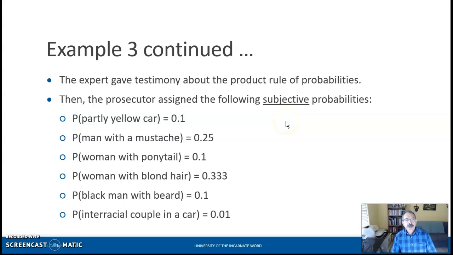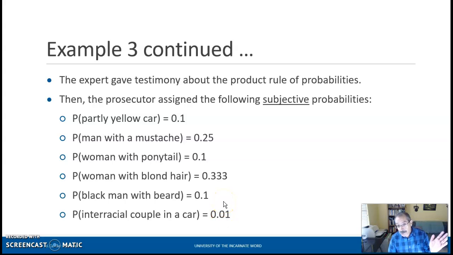This expert gave testimony about the product rule of probabilities, and then the prosecutor said, well, I'm going to assign some subjective probabilities to these different situations. What would be the probability of finding a yellow car? Let's say 10%. The probability of a man with a mustache, let's say 0.25. The probability of a woman with a ponytail, say 0.1. The probability of a woman with blonde hair, 0.333. A black man with a beard, the probability of that is 0.1. And the probability of an interracial couple in a car is 0.001.